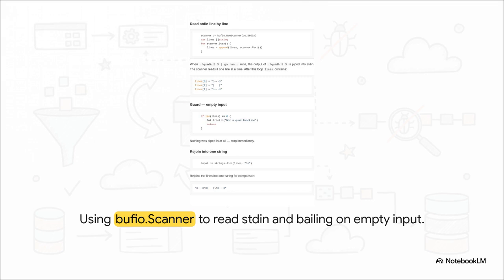It immediately drops in a critical guard clause to halt execution if the input pipe is empty. Literally, if the length of our line slice is 0, it just bails out early and prints "Not a quad function." That kind of fail-fast methodology is exactly what we want in resilient software.